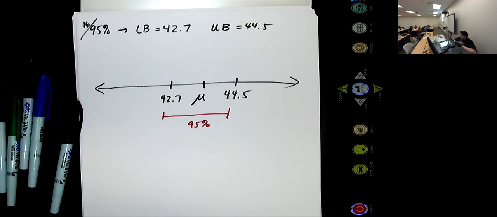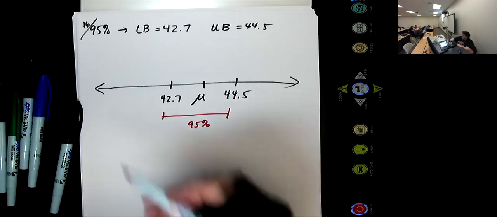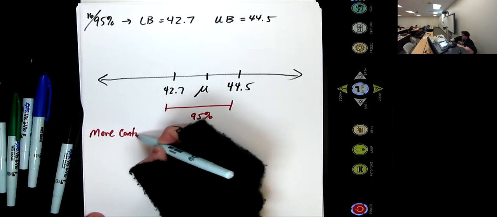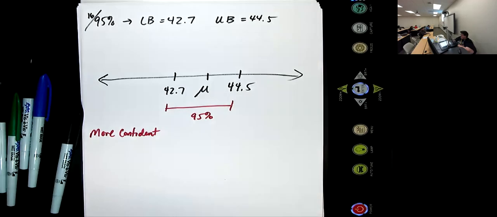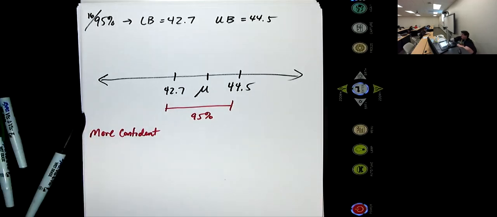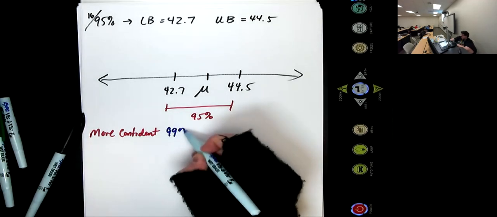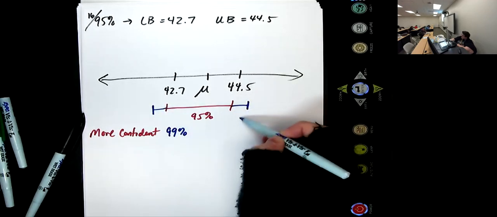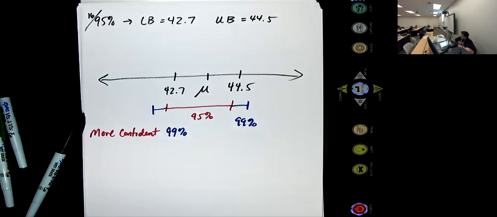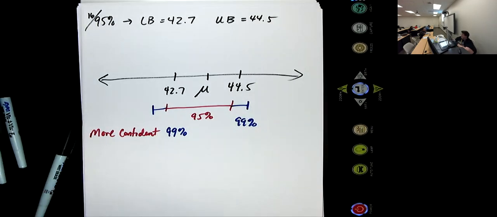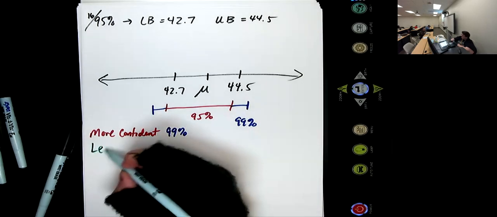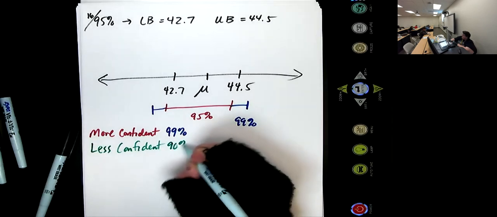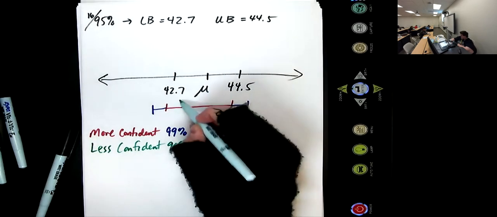If I want to be more confident, like say 99%, I need to make this bigger to get 99%. If I went for less confident, say 90%, I have to make this window smaller.